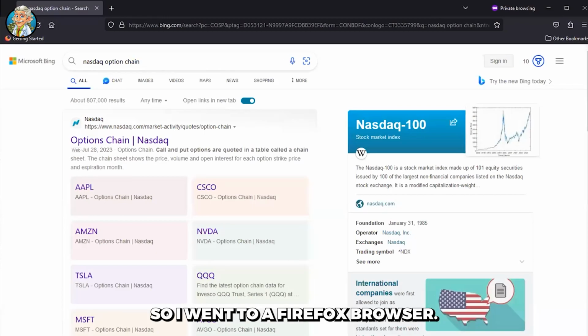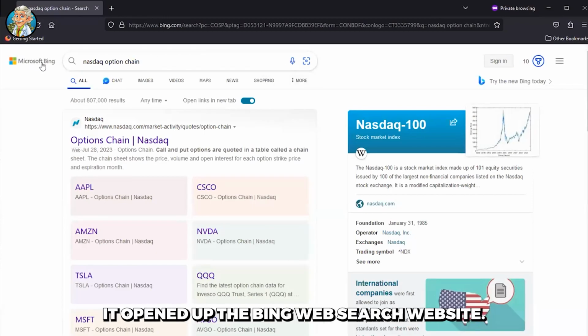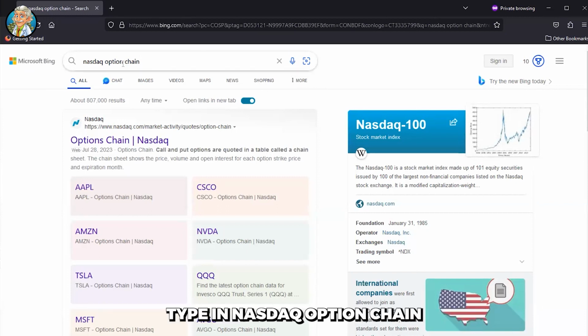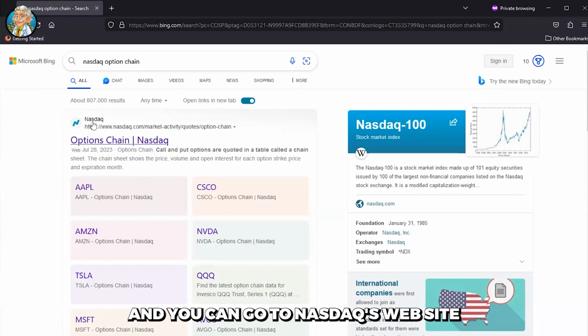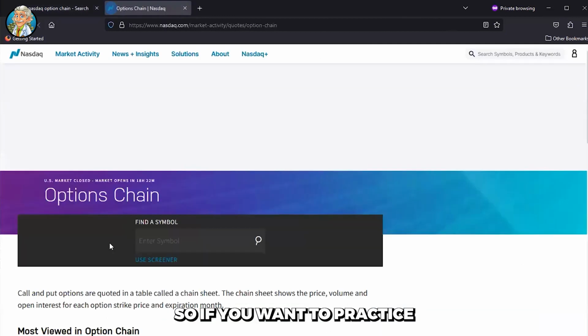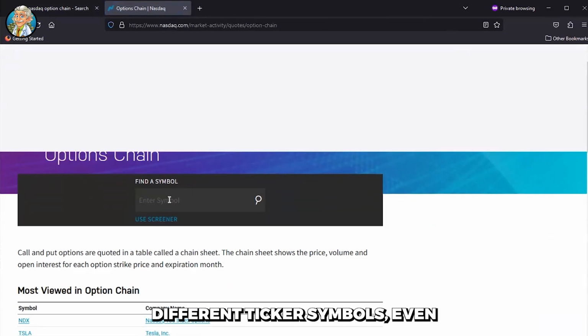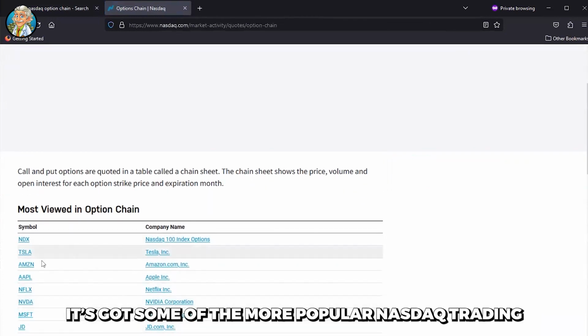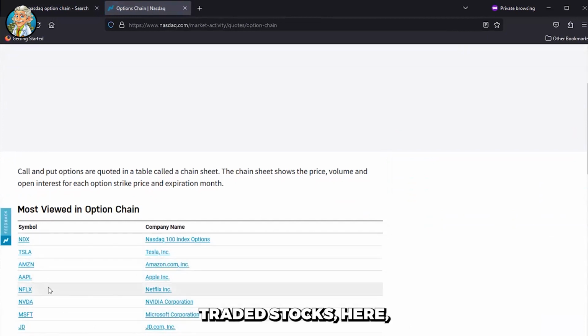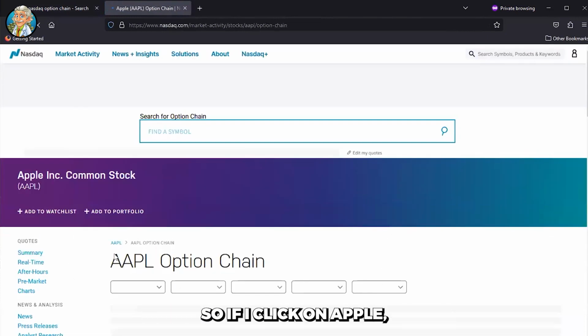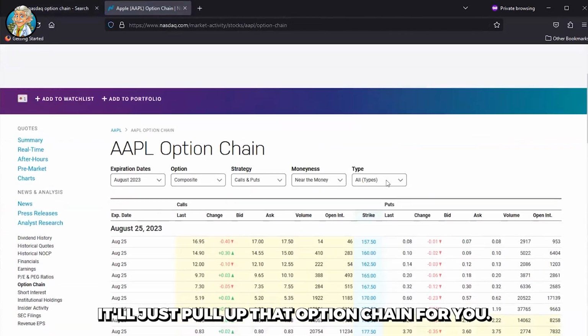There we go. So I went to a Firefox browser. It opened up the Bing web search website. You can go to Google, any of them will work. Type in NASDAQ option chain, and you can go to the NASDAQ's website and look at an option chain. So if you want to practice looking at those various pieces and parts, different expirations, different ticker symbols even, it's got some of the more popular NASDAQ traded stocks here. Let's just use Apple as an example. So if I click on Apple, it'll just pull up that option chain for you.